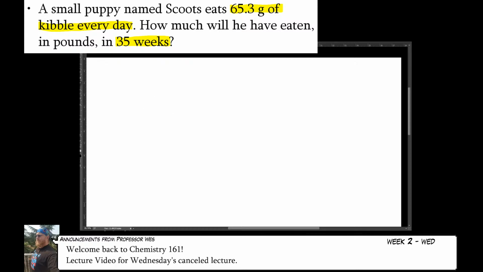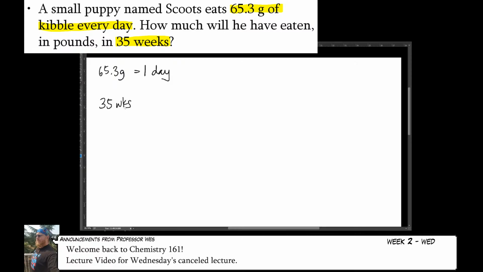Now you'll notice that I've highlighted a lot of stuff for 65.3 grams of kibble every day. When you see every or per or something like that, that indicates a relationship linking two dimensions together. In this case, we're linking 65.3 grams per day, which is the same as me saying I have this many grams in one day. And so I can make a conversion out of that. I could put either of these on the top or the bottom, however I want. The other piece of information we're given is a time frame.